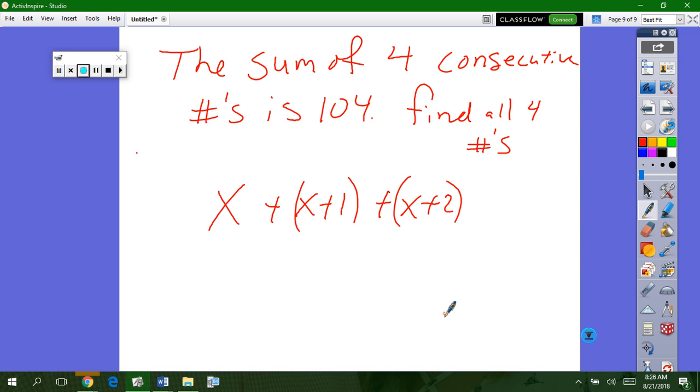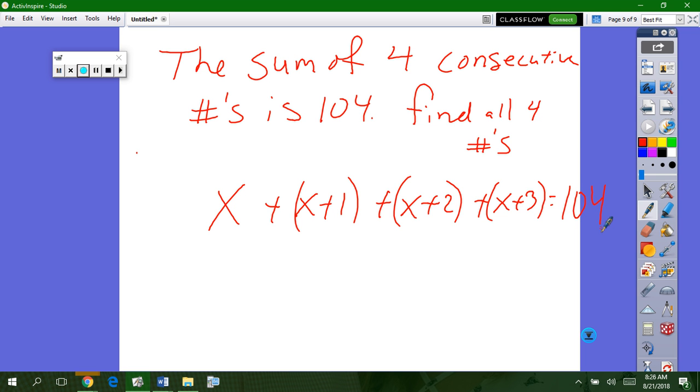Right? Okay, once again, we had 3, 4, 5. What's our next number? 6. How does 3 get to 6? So it'd be x plus 3, equals the sum of our 4 consecutive numbers, 104. I know I went into the blue, but that's 104.